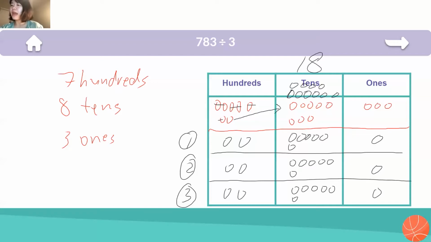So what we have right here: for each group we have 200, 2, 3, 4, 5, 6, 261 for each group. So this is our answer. This is the quotient for the problem 783 divided by 3.